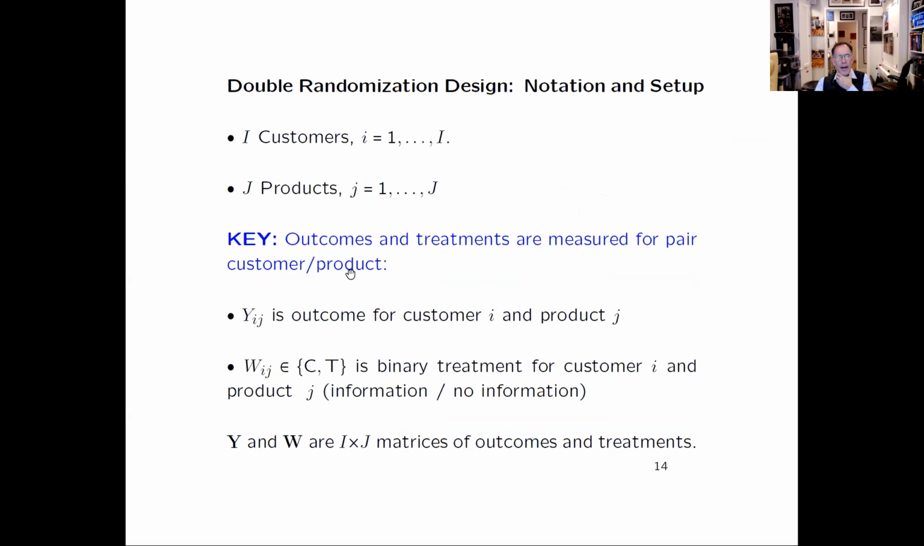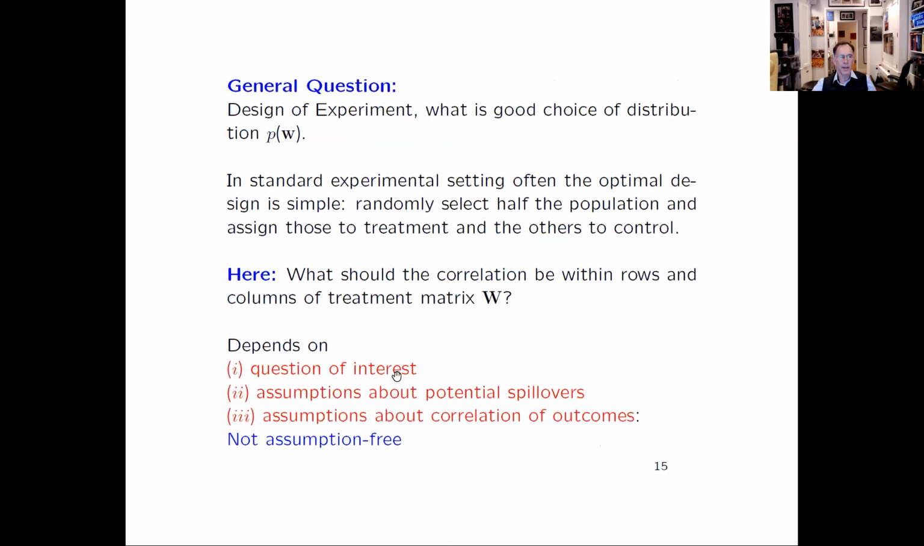Okay, now let me look at some specific results. So we're going to look at a setting where we have capital I customers indexed by little i and capital J products. We measure some outcome on the pair customer i and product j, and we assign a treatment to the same pair, customer i, product j. The boldface Y and W are the capital I times capital J matrices of outcomes and treatment.